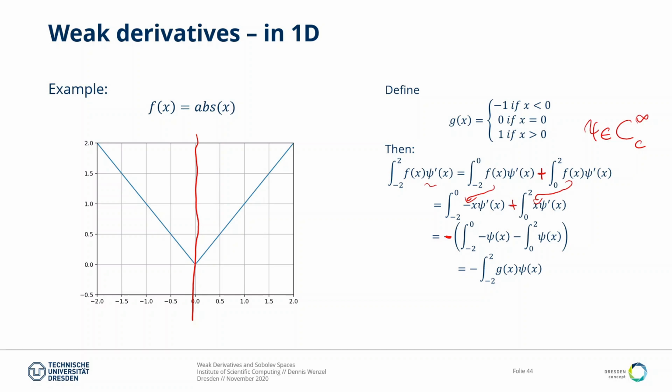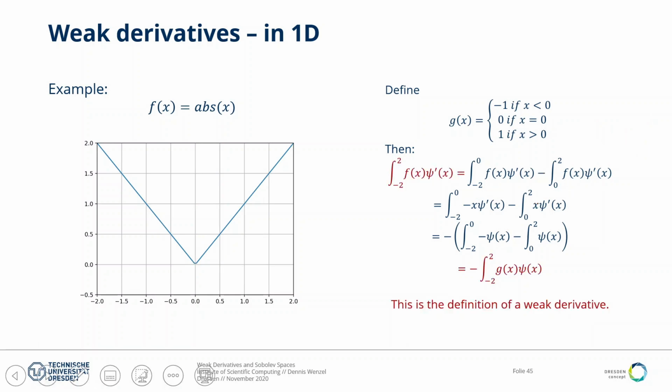Now, if you look at this, I have a minus sign in the part where I'm below 0, and I have a plus sign in front of my psi where I'm in the positive part. So of course this is again plus here, and this is precisely the definition of g, because g says if I'm below 0, take -1, if I'm above 0, take +1. And now, if you summarize all this, you have the expression: the integral from -2 to 2 of f times psi prime is minus the integral over g times psi. And that precisely tells you that g is the weak derivative of f.